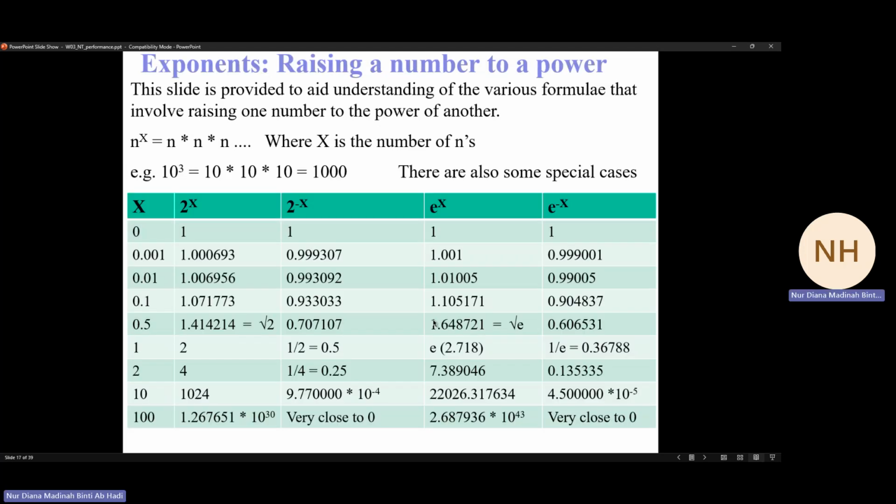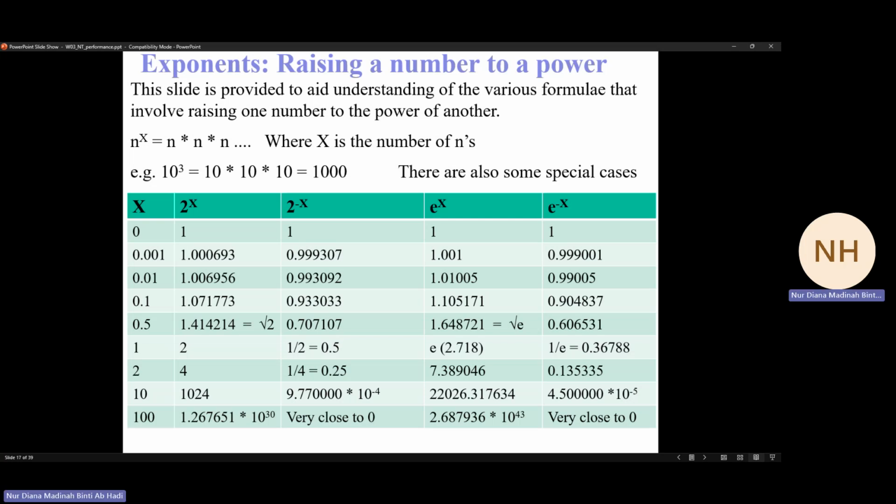So exponents means raising a number to a power. This slide is to help you understand the various formulae that involve raising one number to the power of another, n to the power of x, which means that n is multiplied a few times. x is the number of repetitions. For example, 10 to the power of 3 means you multiply 10 three times.